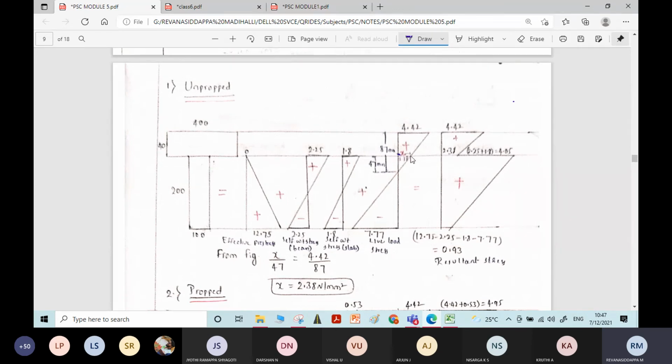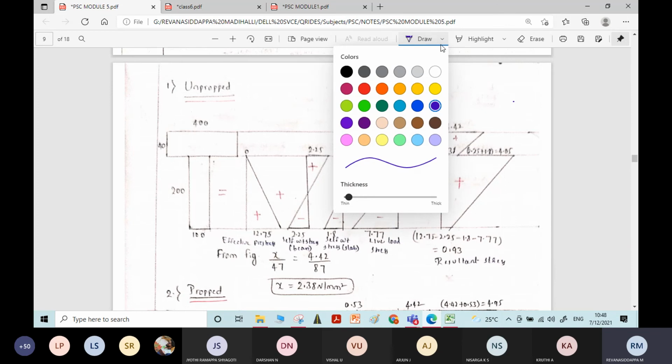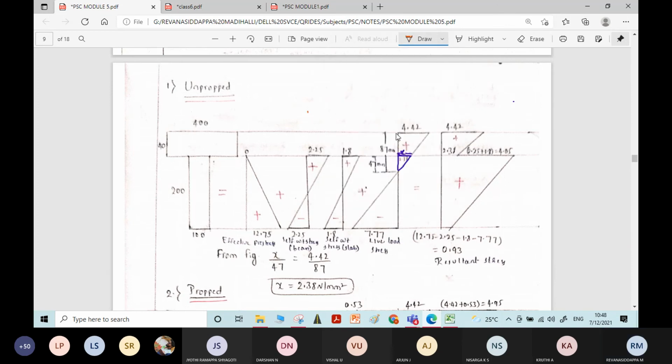This length is calculated using the similar triangle rule. By using the similar triangle rule, we will calculate this x, the stress distribution at the top of the beam. To calculate x, I have considered a small right angle triangle, and one more, the full right angle triangle.